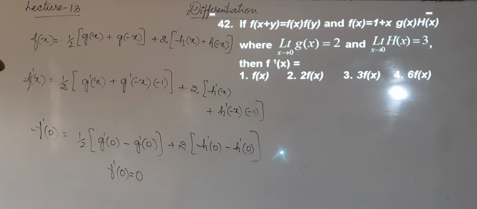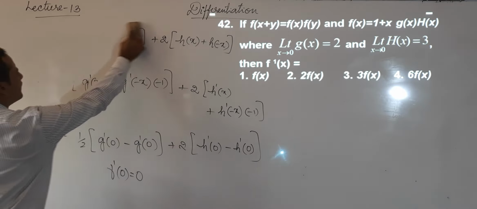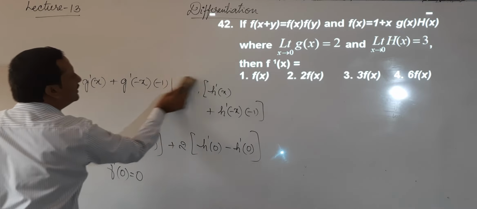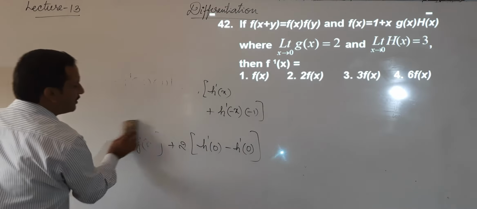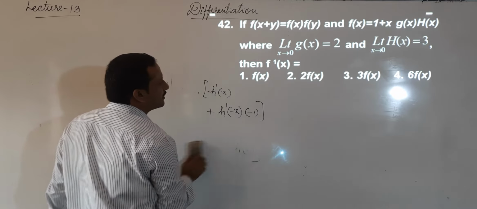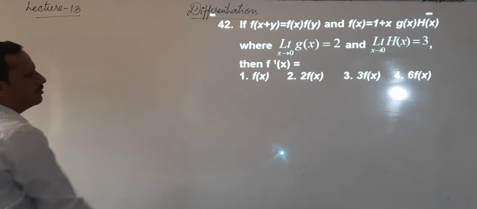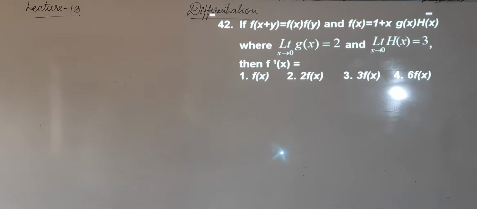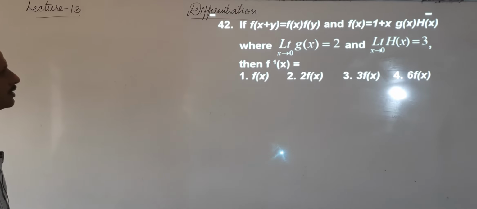Then 42nd question. If f of x plus y is equal to f of x into f of y and f of x is equal to 1 plus x into g of x into h of x, where limit x tends to 0, g of x is equal to 2 and limit x tends to 0, h of x is equal to 3, then f dash of x is equal to.